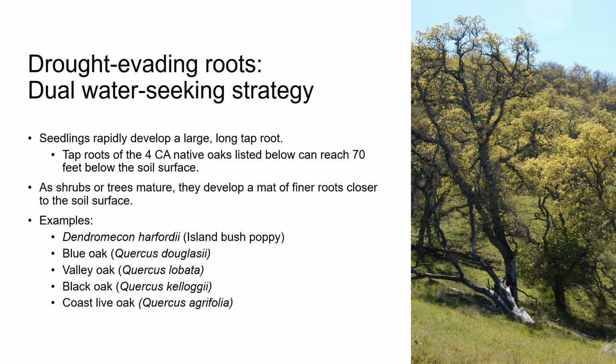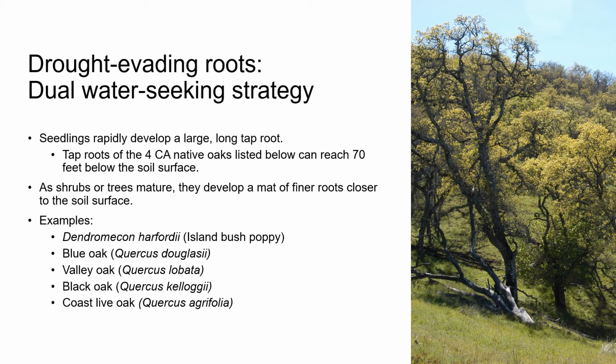Some plants employ a dual water-seeking strategy with their roots. For example, when the seed of some of our native oaks germinates, the seedlings rapidly develop a large, long taproot, often several weeks before the shoot emerges above ground. That taproot is able to seek out water sources deep in the soil profile, which then provides water to the shoot as it emerges above ground and continues to grow.